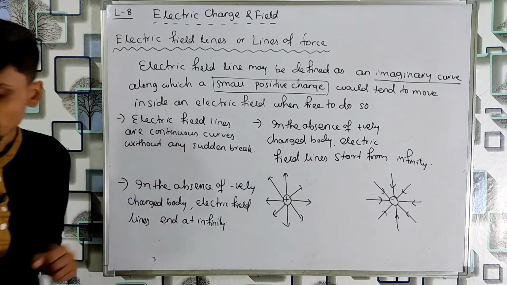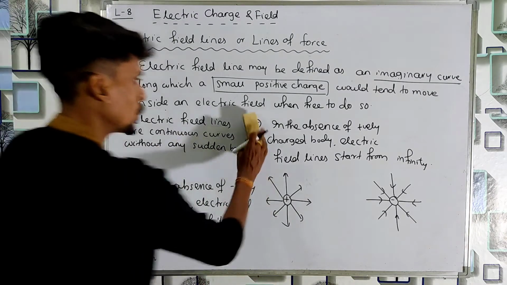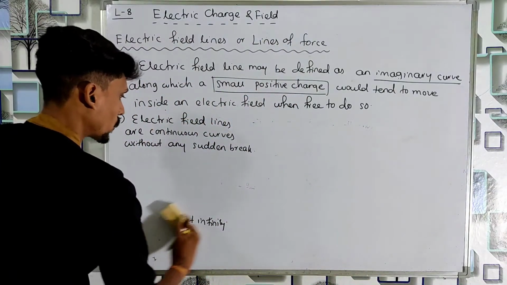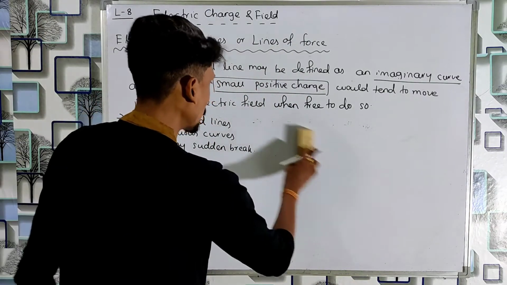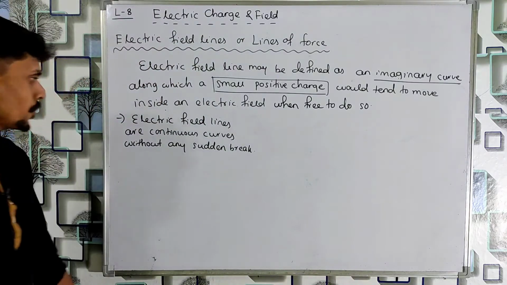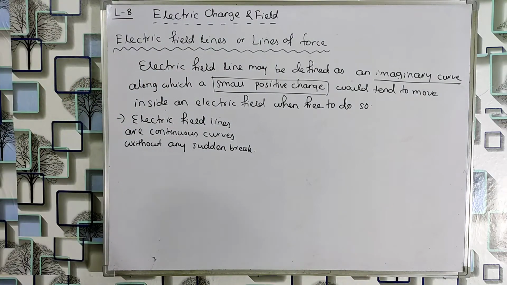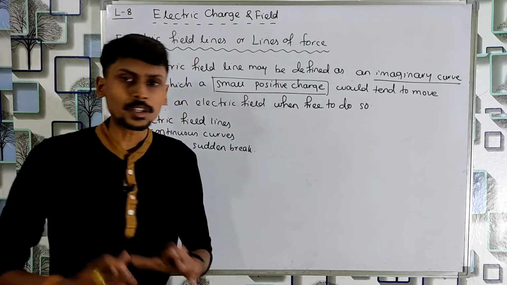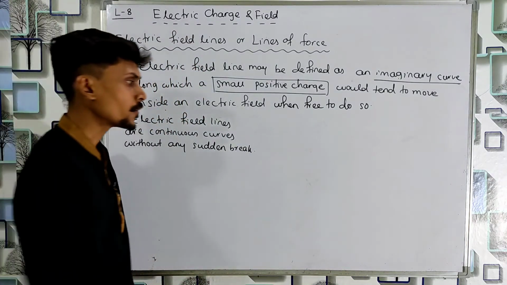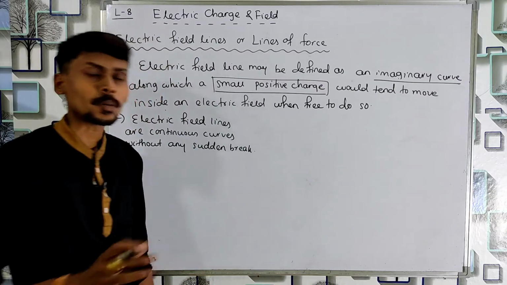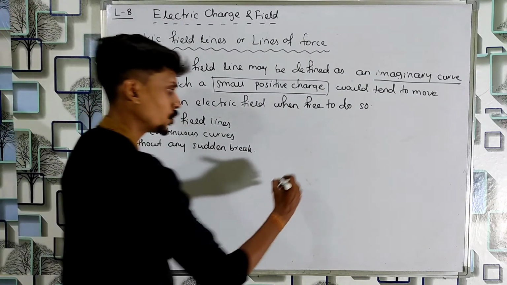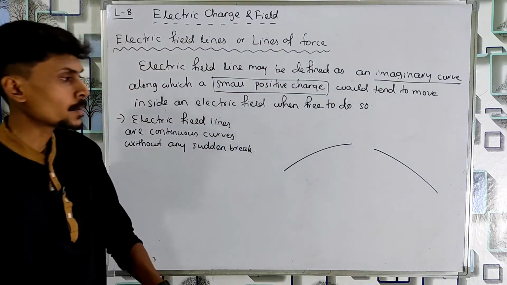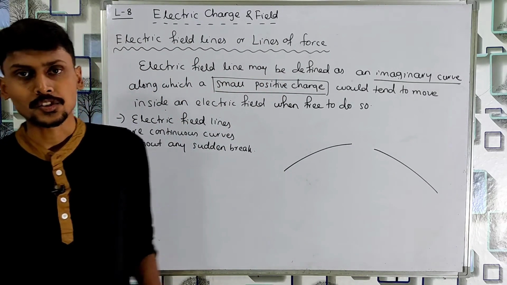So this is a very important point. The point is, electric field lines are continuous curves. So electric field lines are continuous curves without any sudden break. That means for any charge distribution, the electric field will not be discontinuous. If I draw a figure like this, then this type of electric field line does not exist.